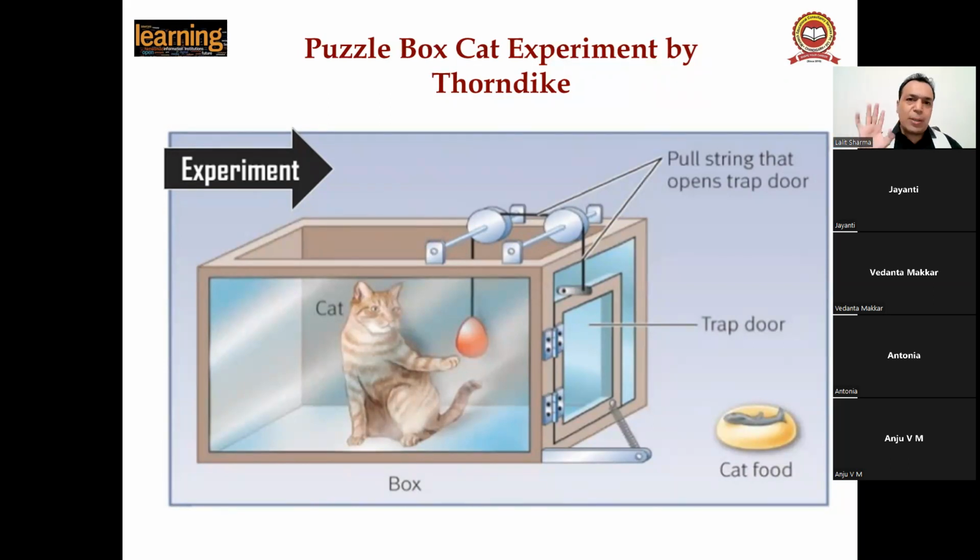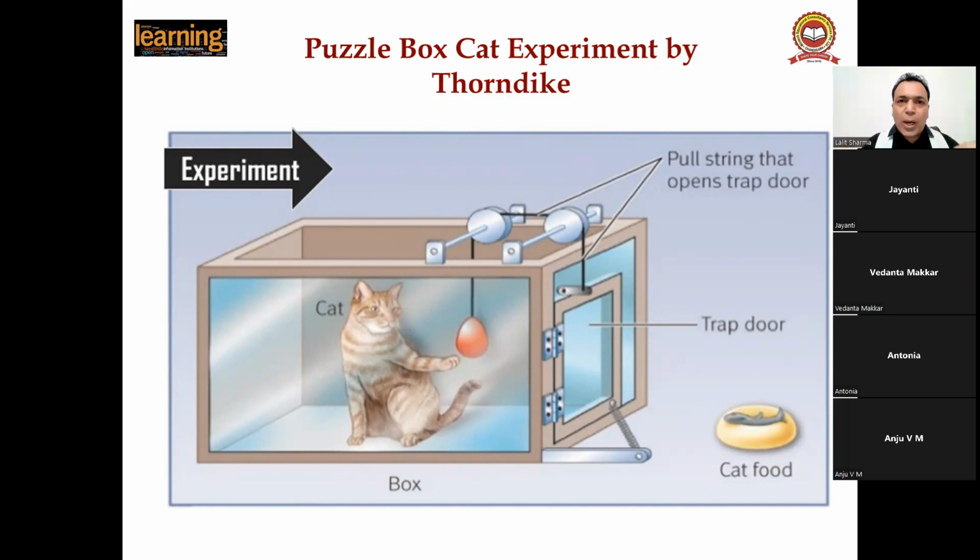So he prepared a puzzle box and he kept a cat in the puzzle box. You can see in the picture, there is one cat inside the box. The cat was hungry for 24 hours. He kept the cat in the puzzle box and the cat was hungry for 24 hours, right? And after the 24 hours, what did Thorndike do?